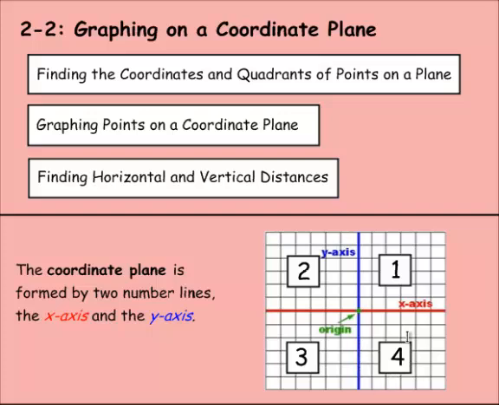There are four quadrants. It kind of makes a C if you do it this way. This is the best way to remember it. 1, 2, 3, and 4. So 1 is at the top right, 2 is top left, 3 is bottom left, 4 is bottom right.